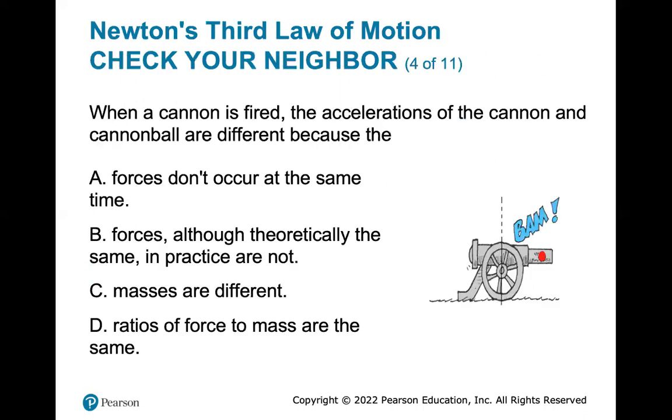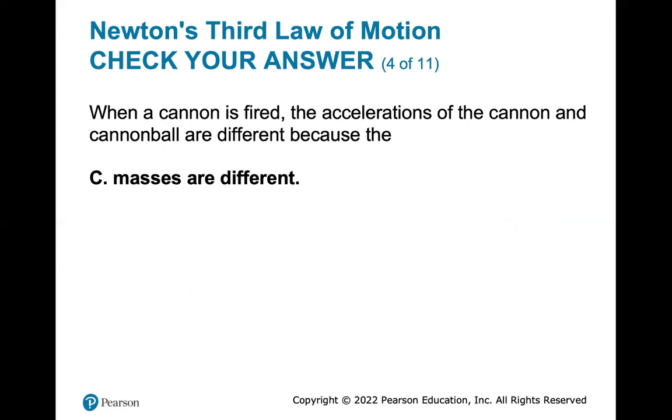Okay. When a cannon is fired, the accelerations of the cannon and cannonball are different because: A, the forces don't occur at the same time. B, forces, although theoretically the same, in practice are not. C, the masses are different. And D, the ratios of force to mass are the same. And it's C, the masses are different. The cannon is much more massive than the cannonball. So the acceleration is different.